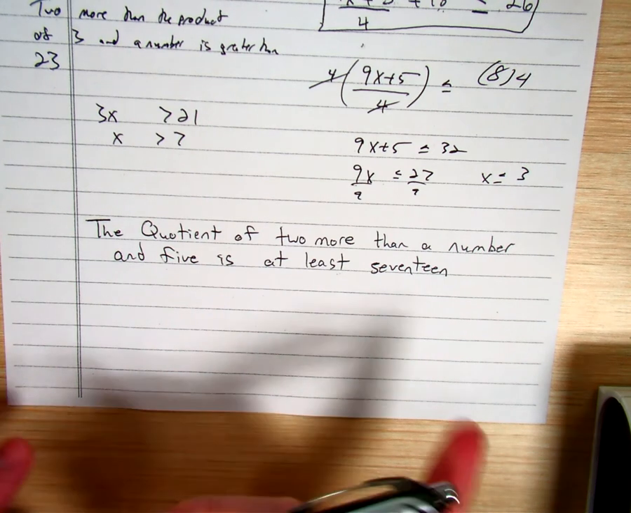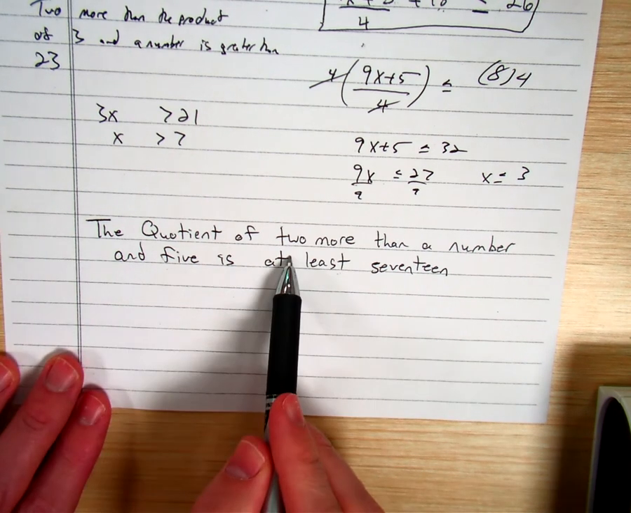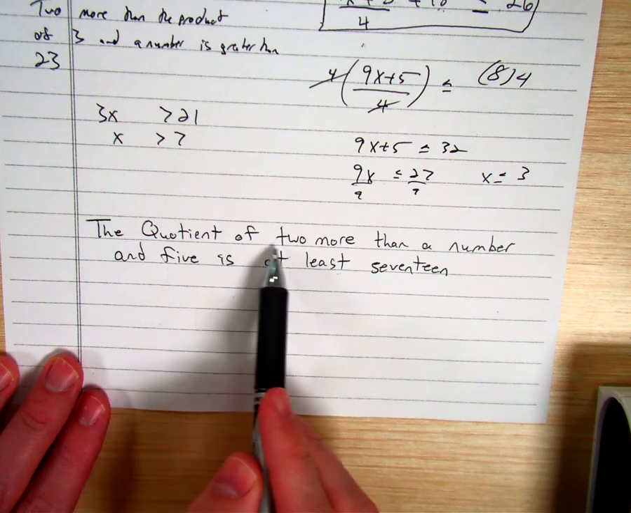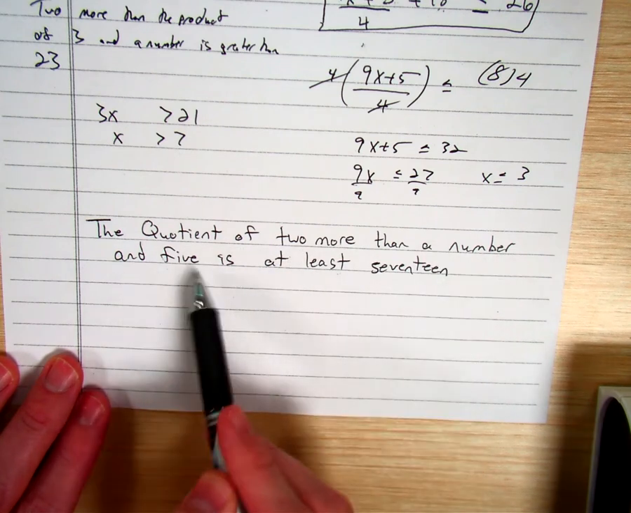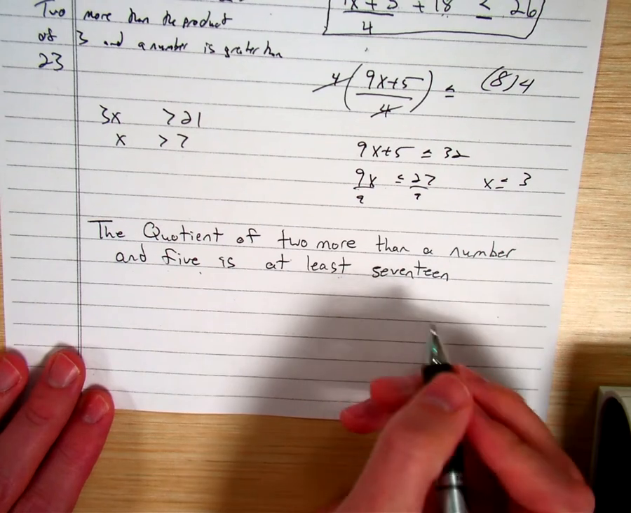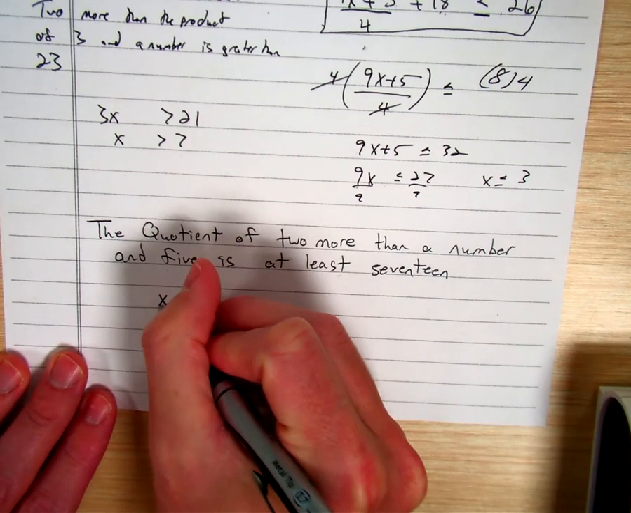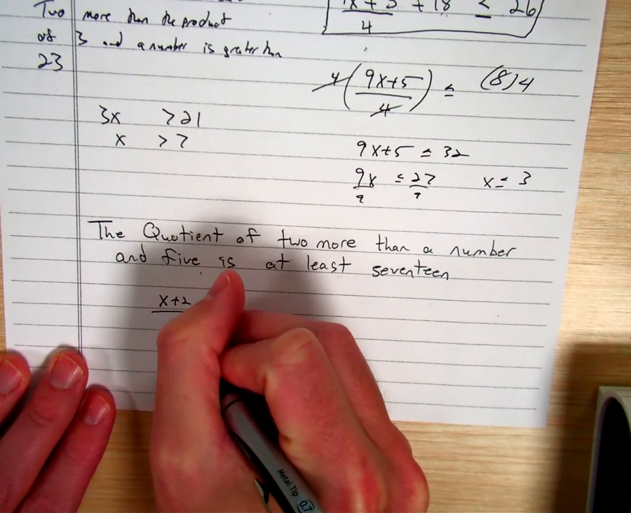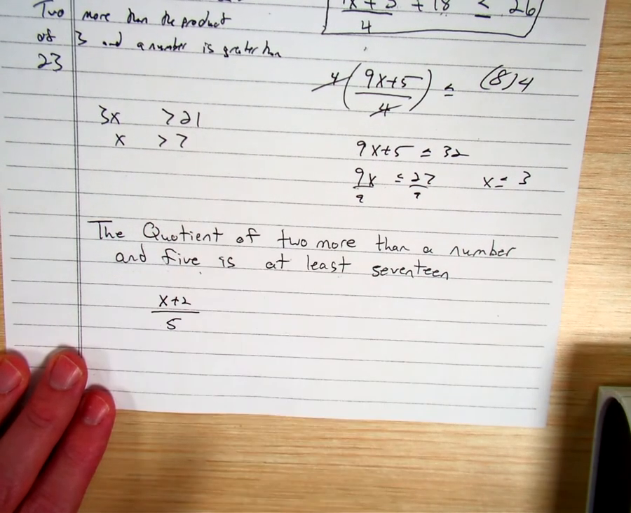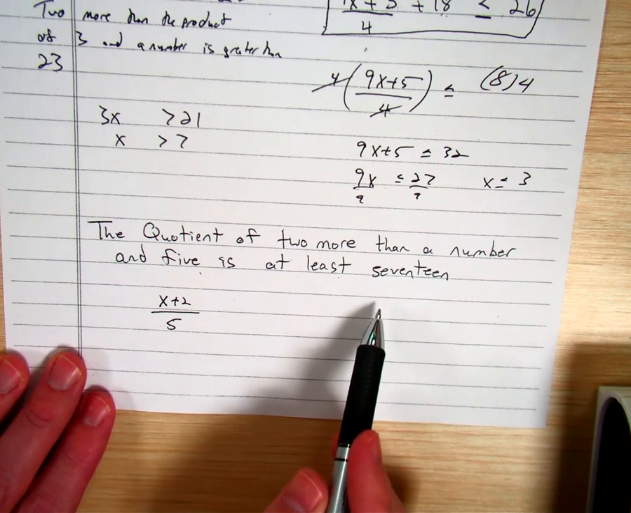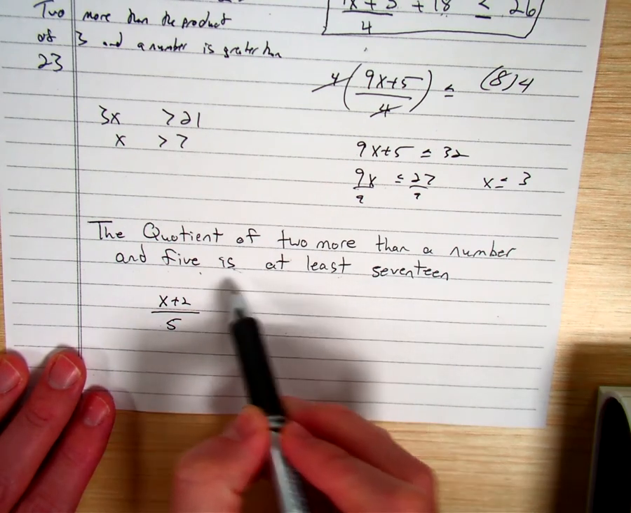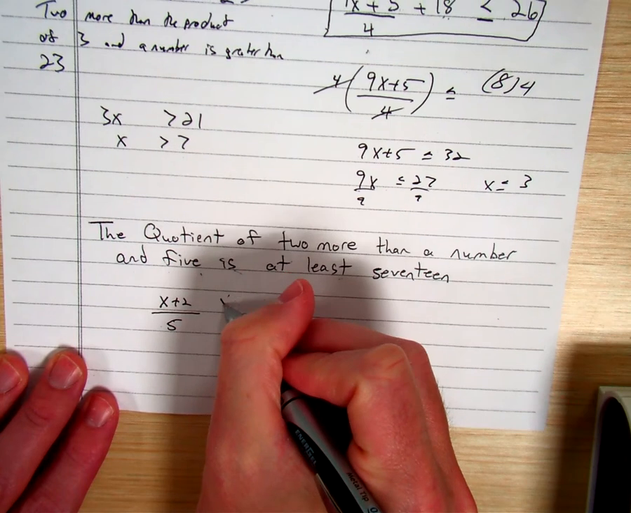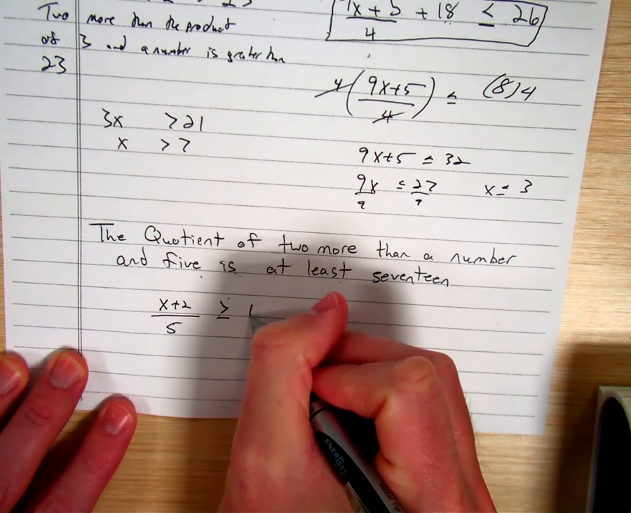All right, welcome back. Let's see how we did. The quotient of. So I'm dividing. What am I dividing? 2 more than a number and 5. So the quotient of 2 more than a number, so x plus 2 and 5, is at least 17. Ooh, is at least. So it could be 17 or more. So this is going to be greater than or equal to 17.